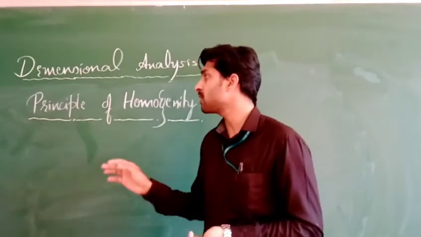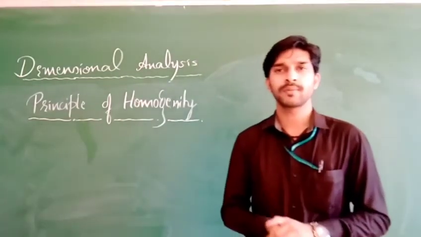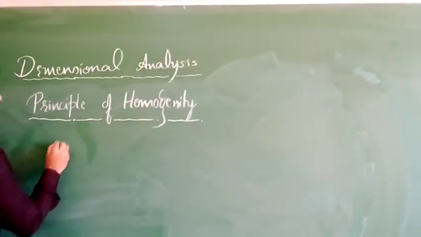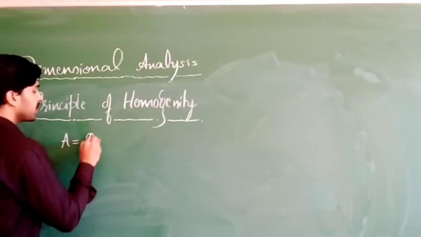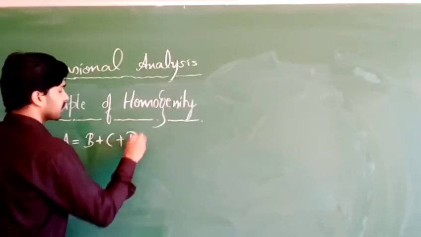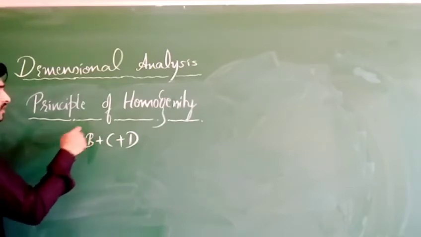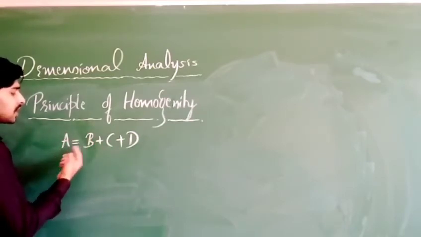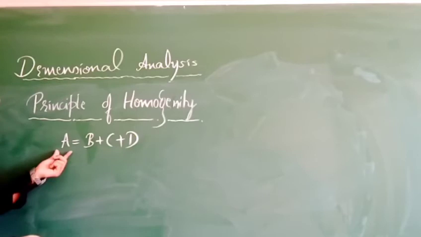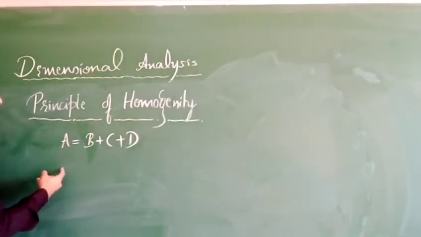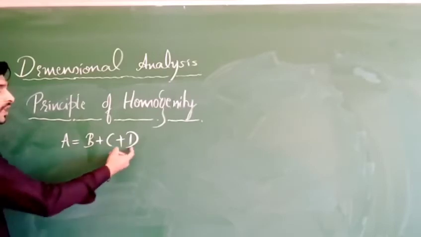This principle of homogeneity tells us that if we have an equation like A is equal to B plus C plus D, then all the physical quantities A, B, C, D, let us assume that these are some quantities, and the units of these quantities should be the same.